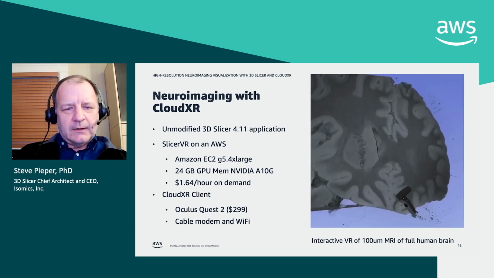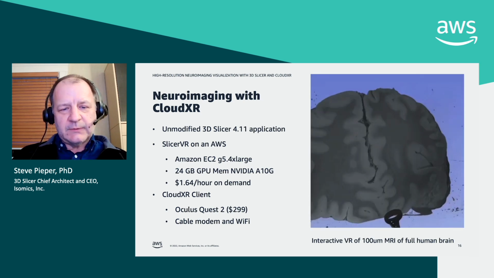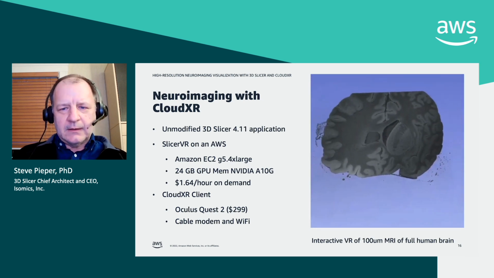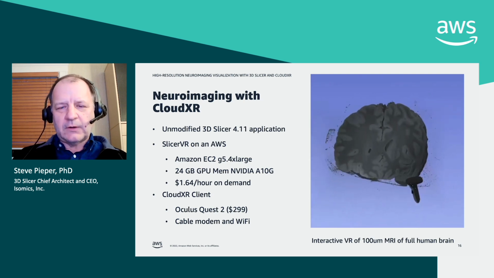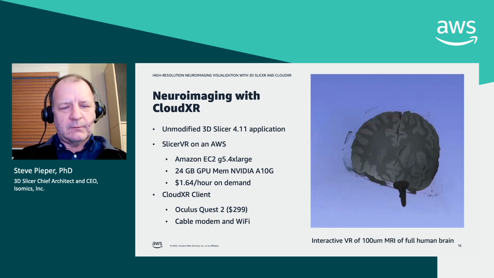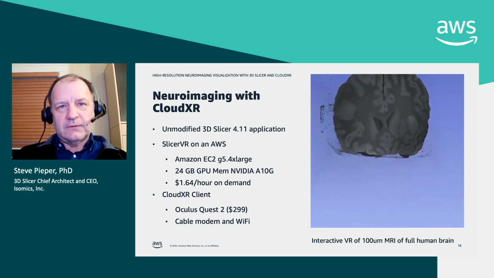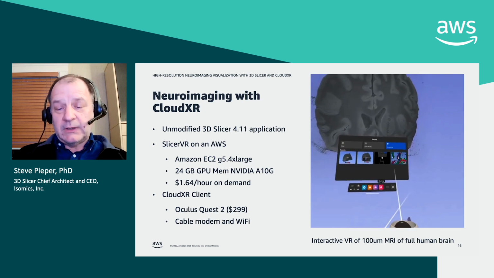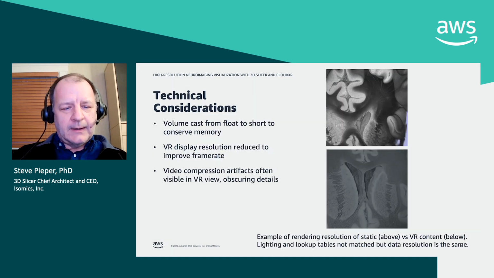So this was done on what's called a G5.4xlarge. It's a 24 gigabyte GPU with an A10G NVIDIA card in it. The going rate right now from AWS is $1.64 an hour, and this is just turn it on for an hour, turn it off, and that's what they'll bill you. It runs on the client side with an Oculus Quest 2, which is only a $299 system, and is pretty nice actually. And it's cable modem and just regular Wi-Fi, so nothing too dramatic. But I think the results were pretty good.